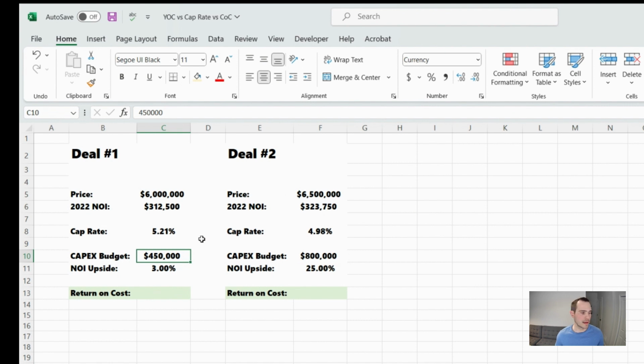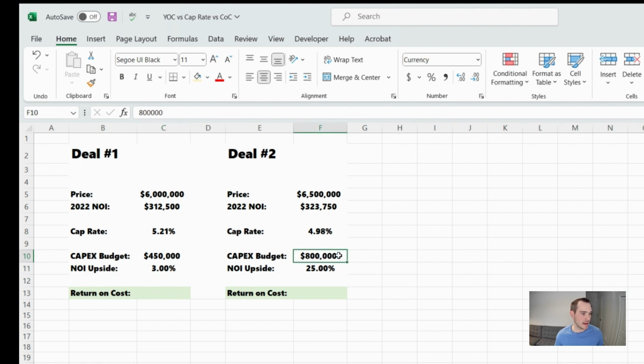We learned that deal one needs about $450,000 in capex. It's mostly deferred things, like your roofs, your flooring, some landscaping, and there's not a whole lot of NOI upside. The rents are pretty reasonably priced with the comp set, and expenses are about as efficient as they can be. So it's more of an inflationary increase in NOI once we plan to take it over.